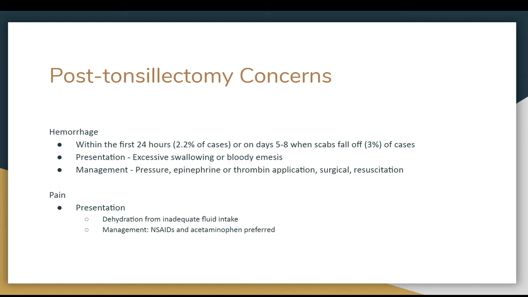If a patient's presenting with severe pain, typically they're going to look dehydrated, and this is going to be because they didn't drink enough fluids. Dehydration will actually exacerbate the pain. NSAIDs and acetaminophen are the preferred treatments for children of this age, but there are others as well. Other pain medications we can use, we just like to reserve them because a lot of times kids are very sensitive to them.